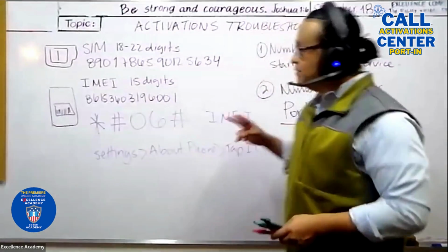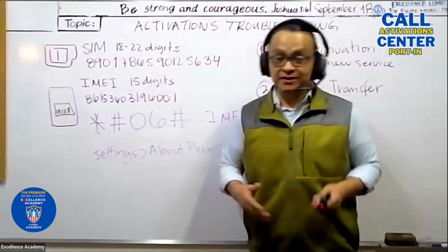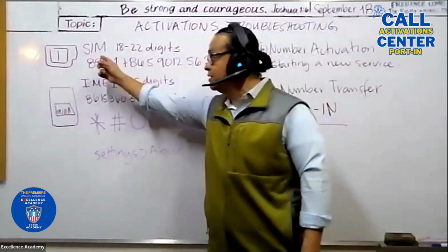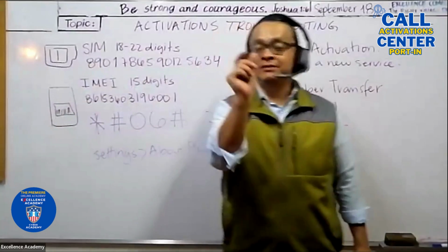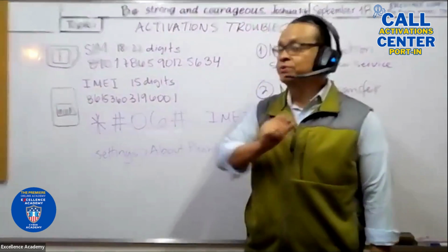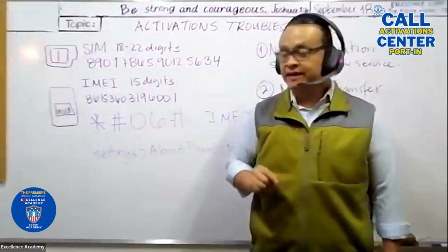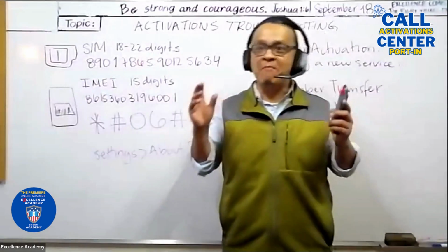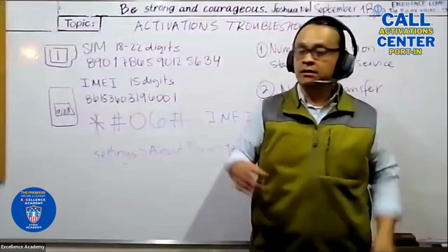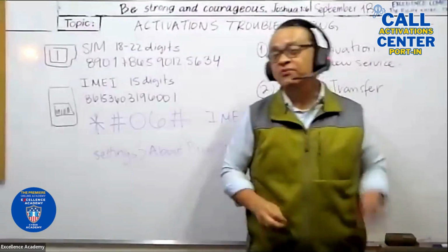There are two numbers that you need to work with when you're activating a cell phone service with a customer. The first one is the SIM card number. The SIM card number is basically the number that's attached to the little microchip inside your cell phone device. This number is usually very long, a mouthful. It's usually somewhere between 18 to 22 digits, depending on the cell phone carrier.